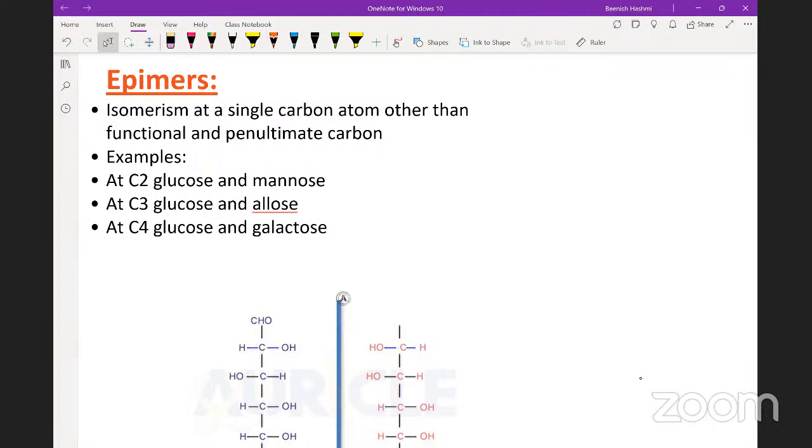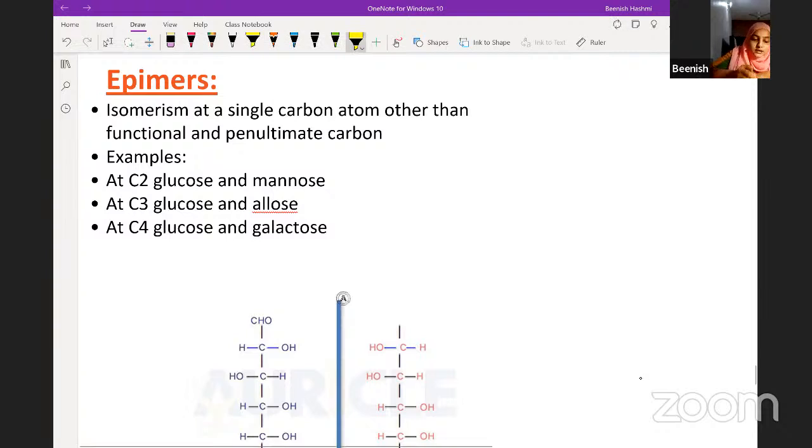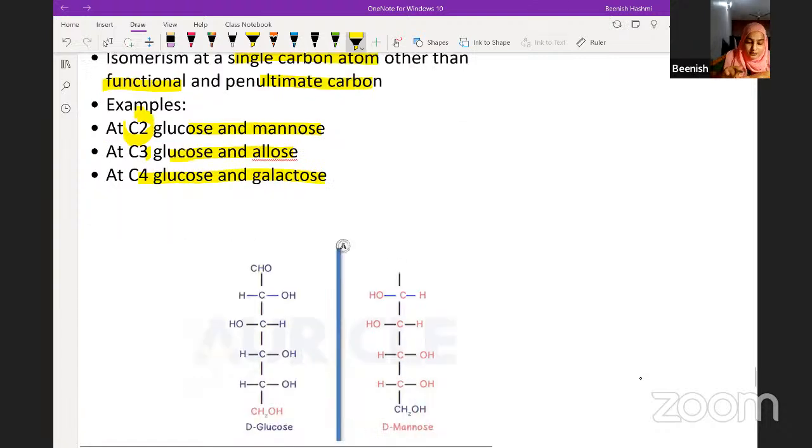Okay. Now moving on to epimers. Let's talk about epimers. What are they? Isomerism at a single carbon other than the functional and the penultimate carbon. So we've already spoken about the penultimate and the functional carbon. Now it is saying that isomerism at only a single carbon, with the condition being that it should not be the functional carbon or the penultimate carbon. So what are they? At carbon 2, the epimers will be glucose and mannose. If the isomerism is at carbon 3, then it will be glucose and allose. And at carbon 4, it will be glucose and galactose. With the help of diagrams, it will be more clear.